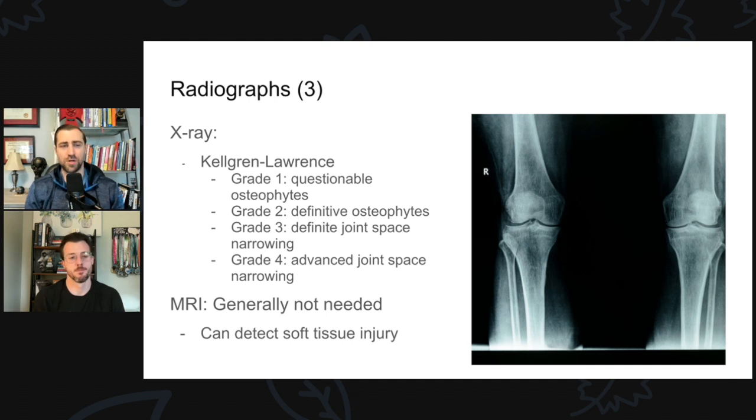And obviously you can pick up soft tissue injury. So if you're not sure if this is a new meniscus tear or osteoarthritis, you might be able to see more of that via the MRI to help with differential diagnosis.